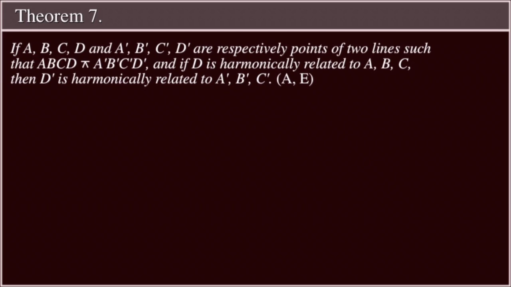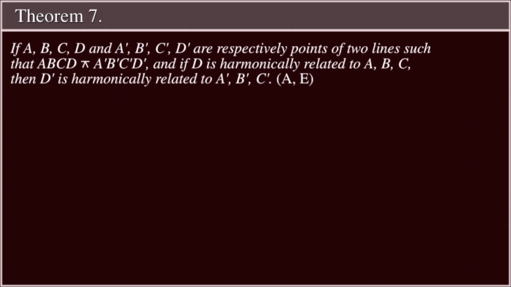Theorem 7. If A, B, C, D, and A', B', C', D' are respectively points of two lines such that A, B, C, D is projective with A', B', C', D', and if D is harmonically related to A, B, C, then D' is harmonically related to A', B', C'.